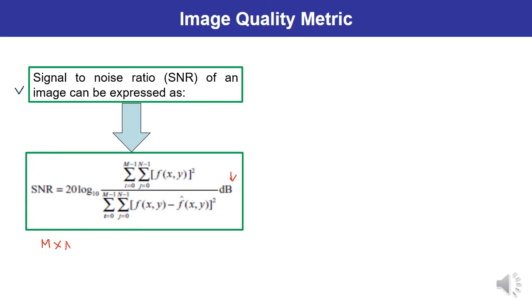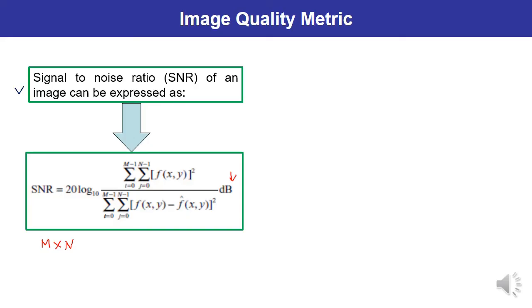M rows, N columns, so you can see the summation of all the terms, 0 to M minus 1, 0 to N minus 1, f(x,y) whole squared, upon the denominator term f(x,y) minus f cap (x,y). So this is the way to calculate the signal to noise power. The numerator is the signal power, signal amplitude, and the denominator is the noise power. Noise is denoted here by just calculating the error value.